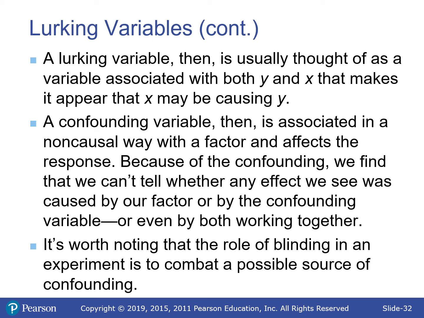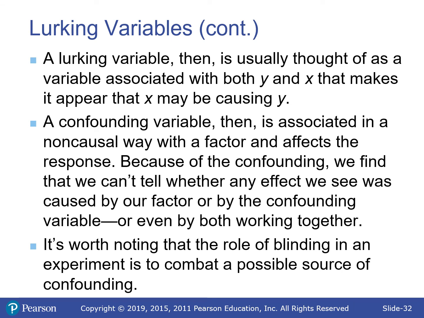And so the lurking variable has associations with both x and y that makes it appear that x may be causing y, even when it's not. I know my example of the shark attacks in Florida increasing at the same time as the ice cream sales in Chicago. Lurking variable would be the changing seasons and the heat. It's summertime, more people are going swimming, more people are buying ice cream. It doesn't mean that one causes the other, but they're both caused by something else that's affecting the system.